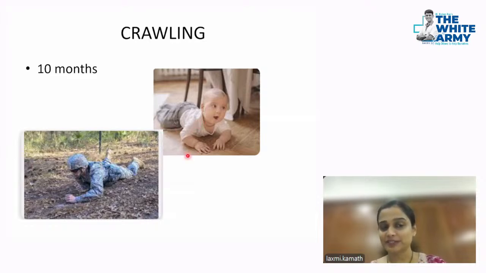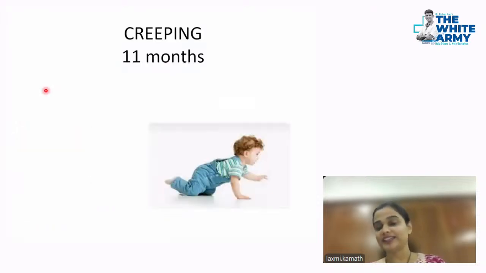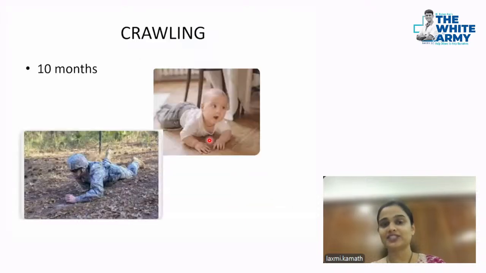Whereas this comes at 10 months and then creeping comes at 11 months of age. Now creeping means the chest and abdomen are off the ground. So this is creeping and this is crawling. Most commonly confused by most of the UGs and PGs. So the best way to remember is A comes first. So crawling comes first. So the touching of the chest will be there and this comes at 10 months and 11 months is creep, that is E comes next. So this is how you remember.